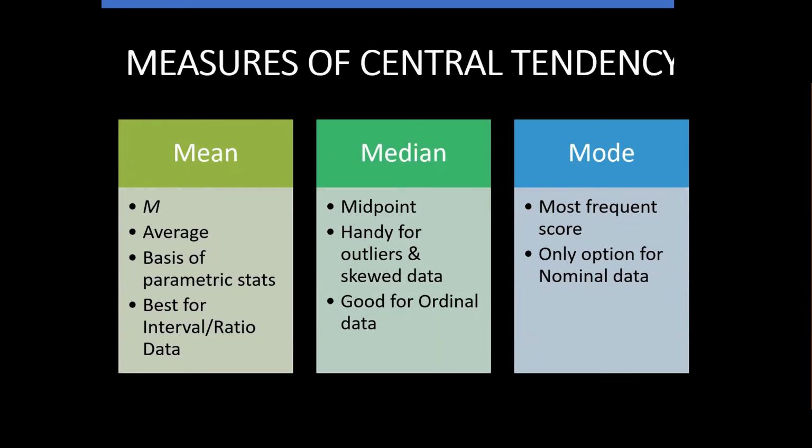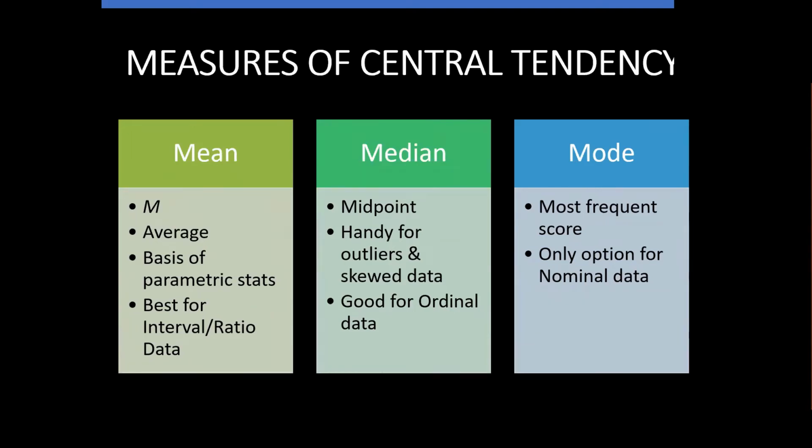The median is the midpoint. It's handy if you have outliers or skewed data. It's also good for ordinal data. The mode is the most frequent number in a data set. And that's the only option that's acceptable if you have nominal data. If you're collecting nominal data for a dependent variable, the only thing you can report for descriptives is mode.